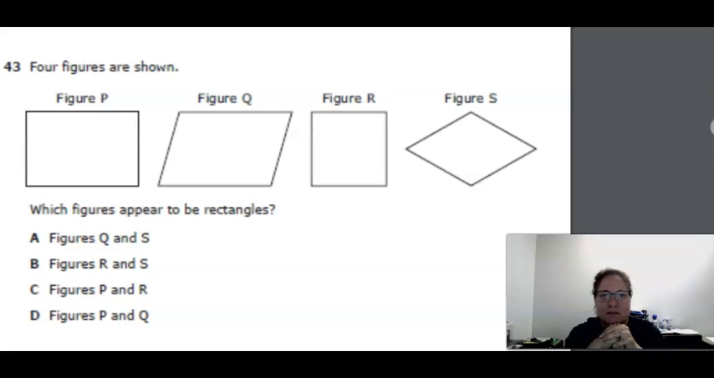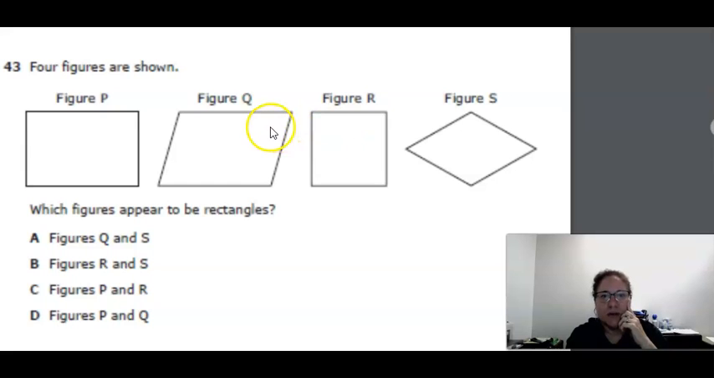All right, last one. 4 figures are shown below. Which figures appear to be rectangles? Which ones appear to be rectangles? Well, remember, rectangles have 4 sides. They have 2 pair of parallel line segments, and they have 4 right angles. So which 2 are rectangles? Right, figure P is obviously a rectangle, and figure R is a square, which is a special type of rectangle.